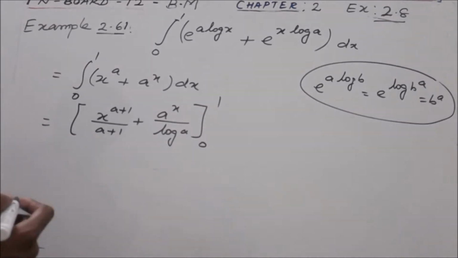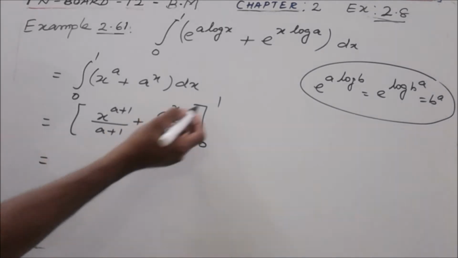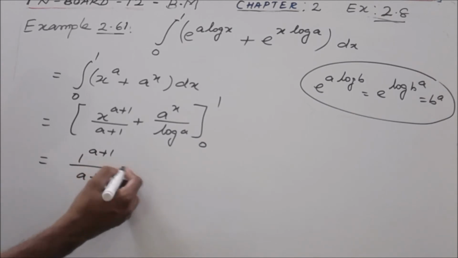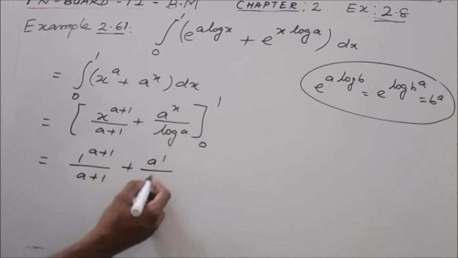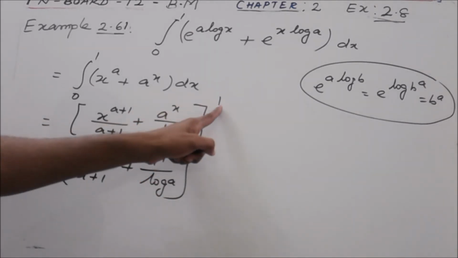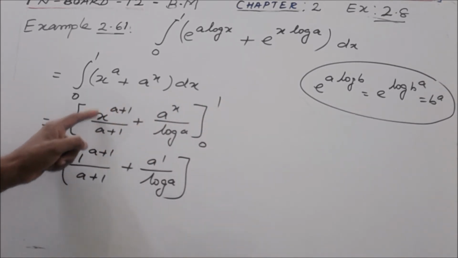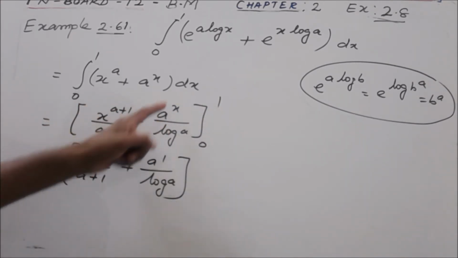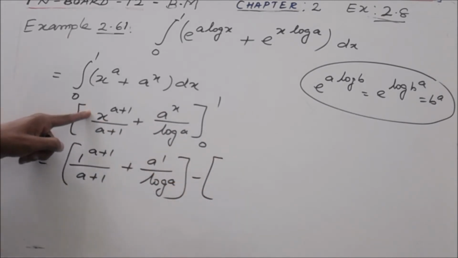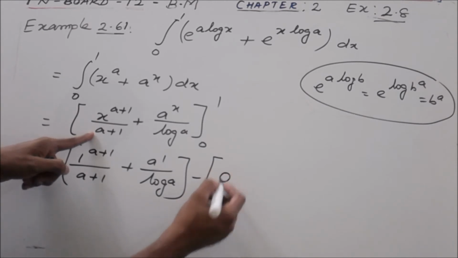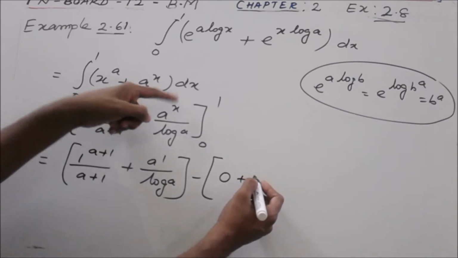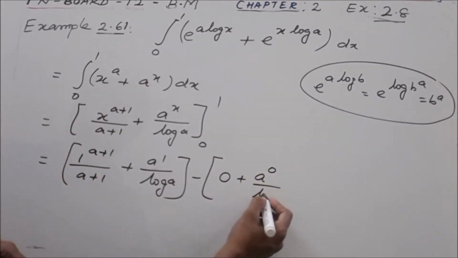Now substituting the upper and lower limit here for x. Substituting 1 here, 1 power a plus 1 divided by a plus 1 plus a power 1 by log a. This is the substitution of the upper limit for x, minus the lower limit. Lower limit is 0, substituting here 0 power a plus 1 by a plus 1 is 0, plus a power 0 by log a.